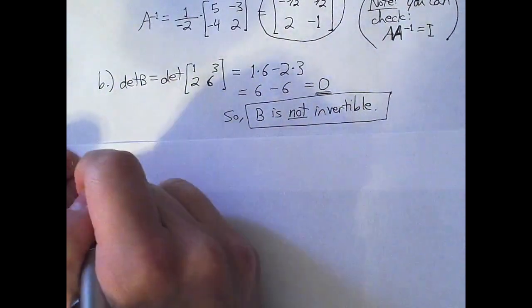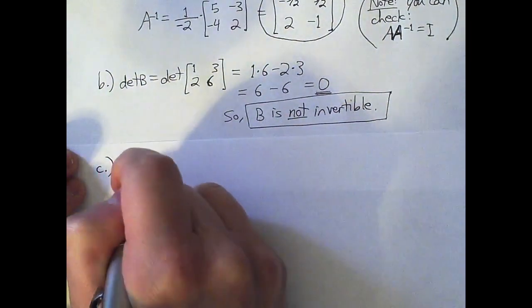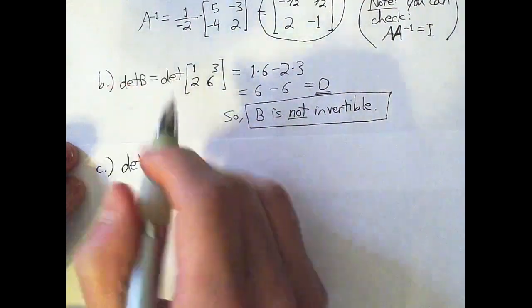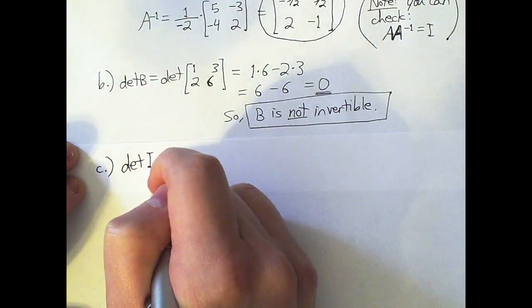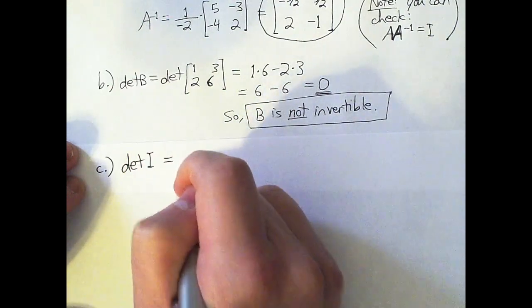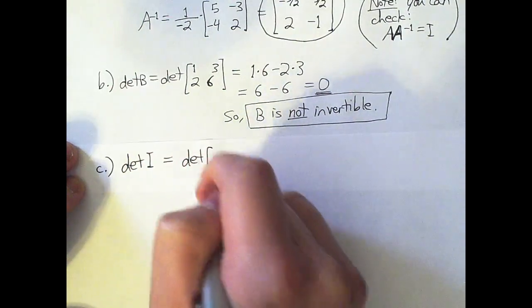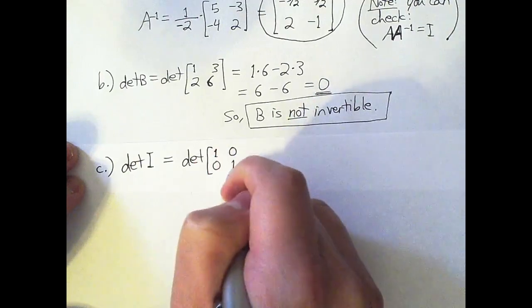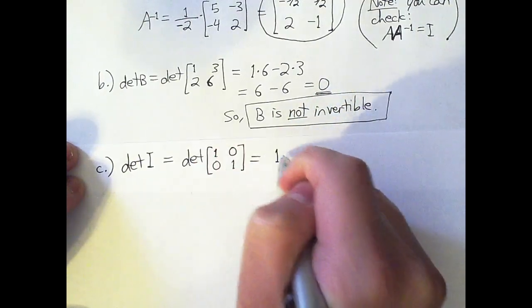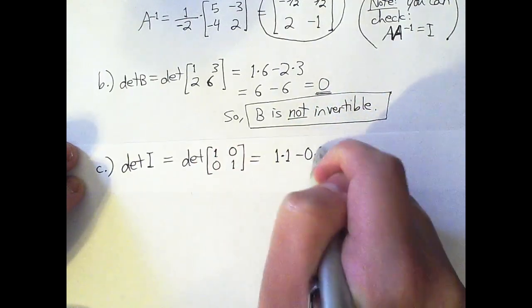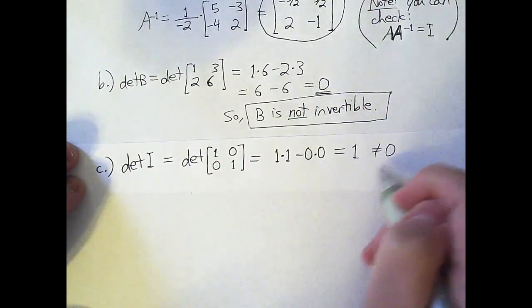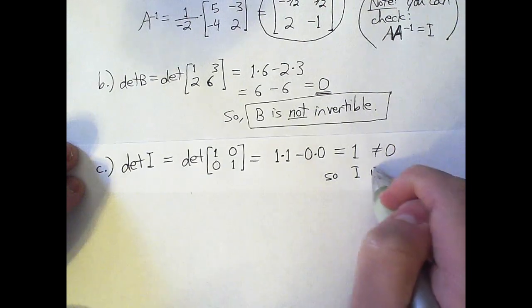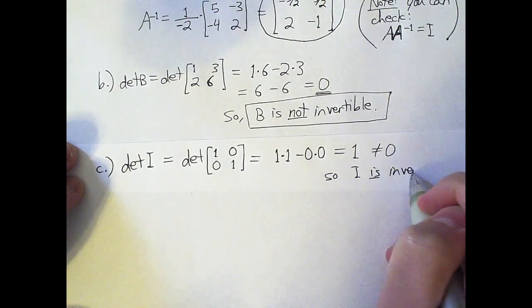And then finally, part C asks us not for the determinant, but for the inverse, but I'm going to go ahead and start with the determinant, because that seems to be helping us with these problems. So 1, 0, 0, 1. This is 1 times 1 minus 0 times 0. So this is 1. 1 is non-zero, so I is invertible.